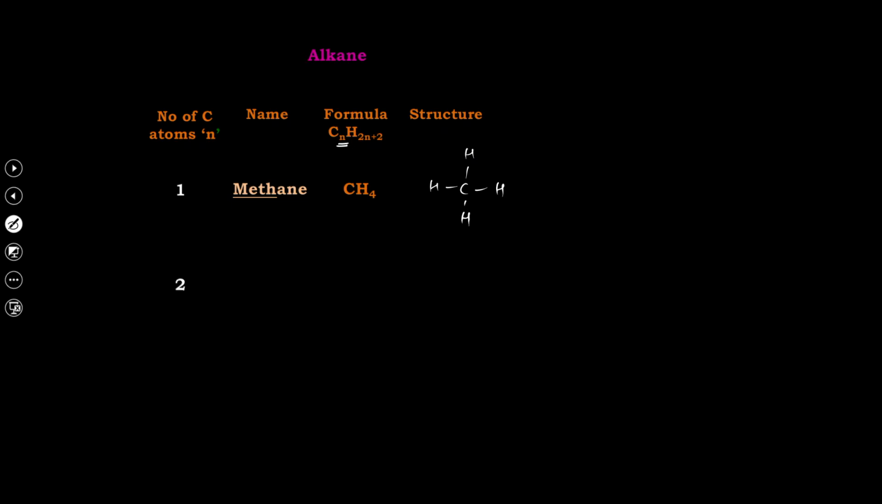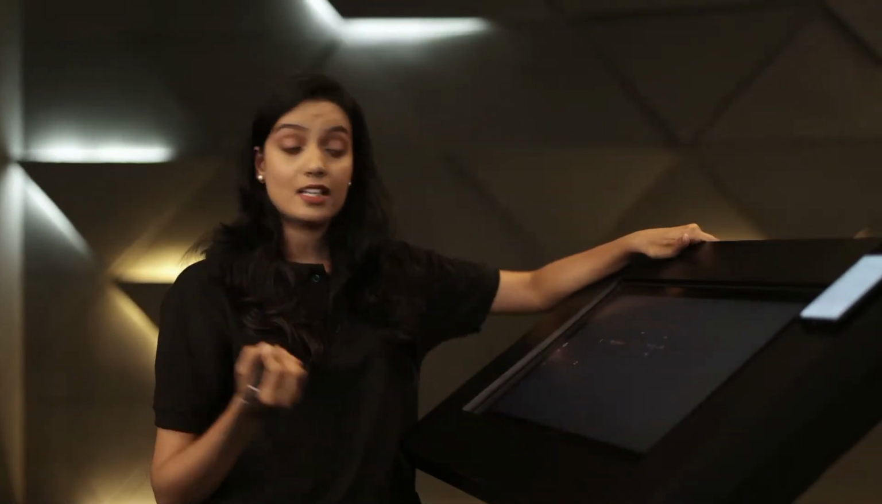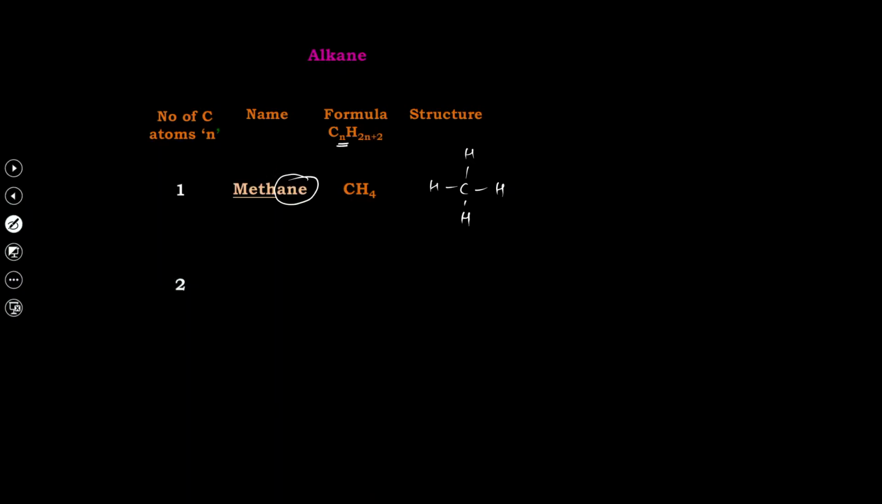Now, when the value of n is 1, we give the name meth and add the suffix "ane" as it belongs to the category of alkanes. Similarly, when the value of n is 2, we write the name as "eth" and add the suffix "ane." So, the name comes out to be ethane and the formula is C2H6. That means one carbon-carbon single bond is present and the remaining 3 bonds on each carbon are bonded to hydrogen atoms.